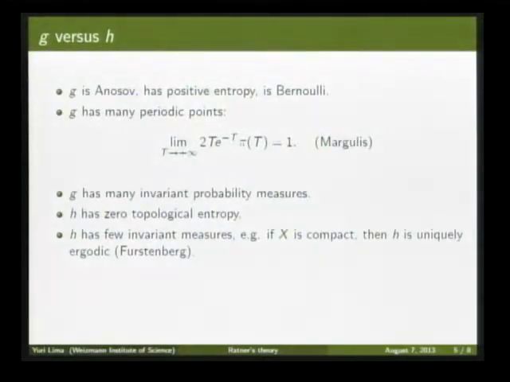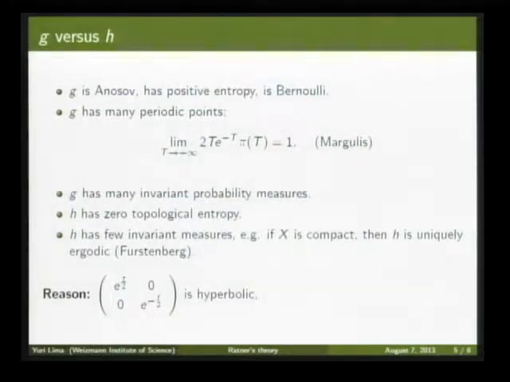Okay, so let me see if I want to speak of something else. And the reason for that, I said yesterday, but I want to emphasize it today, is that the geodesic flow is a multiplication on the right by a hyperbolic matrix, while the horocycle flow is a multiplication on the right by a unipotent matrix. So this makes all the difference.